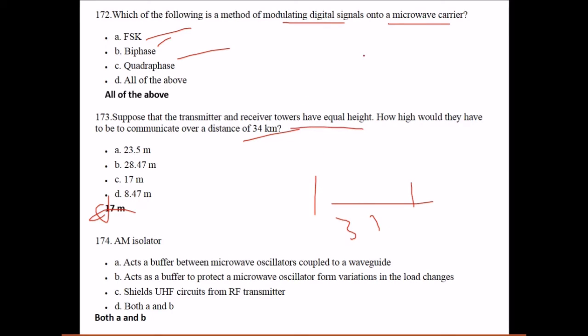The isolator is a buffer between the microwave oscillator coupled to a waveguide, and it acts as a buffer to protect the microwave oscillator from variations in the load changes also.